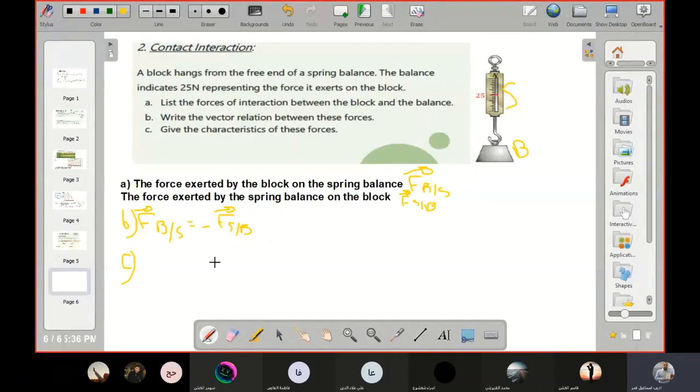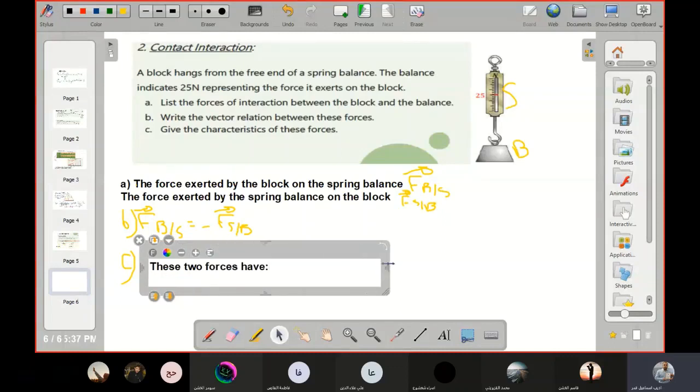طيب بارت سي ريد يا فاطمة الفارس. Give the characteristics of these forces. اوكي فاذا هون بنقول these two forces have... يلا شو عندهم هودي يا فاطمة؟ Same line of action. اللي هي شو؟ Line of action هون؟ Horizontal. لا طالع بالفكر، كيف line of action تكون horizontal؟ Vertical.